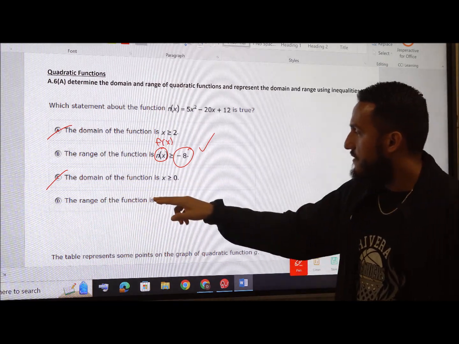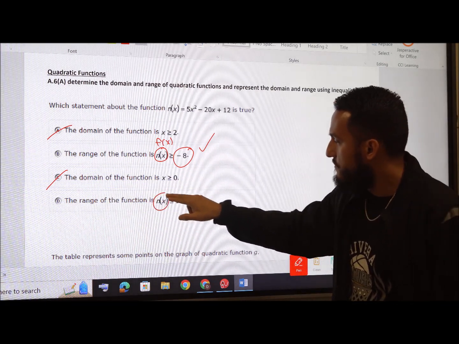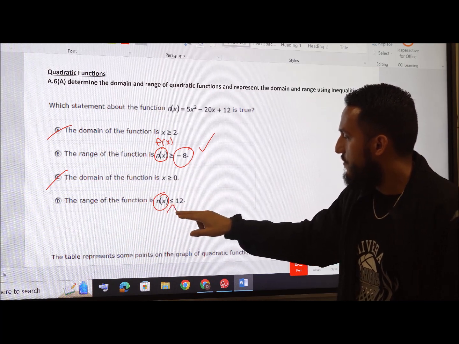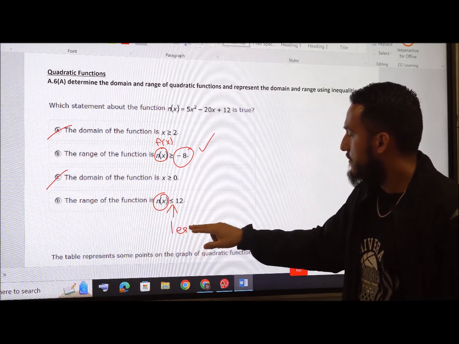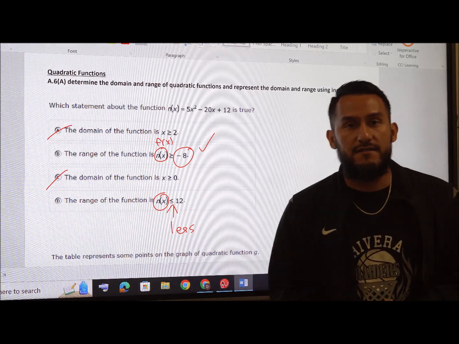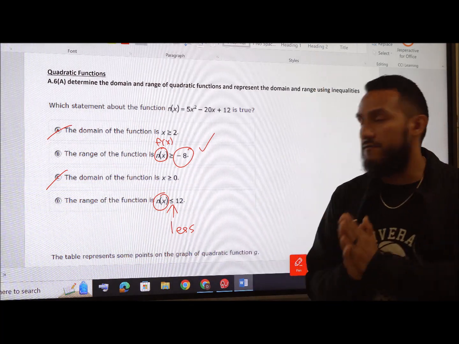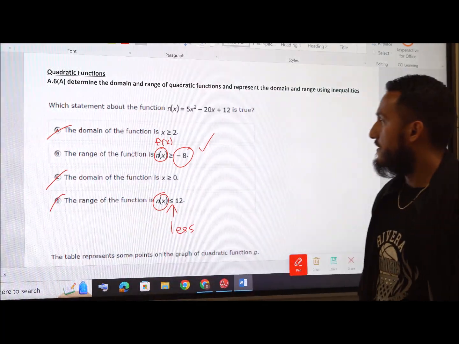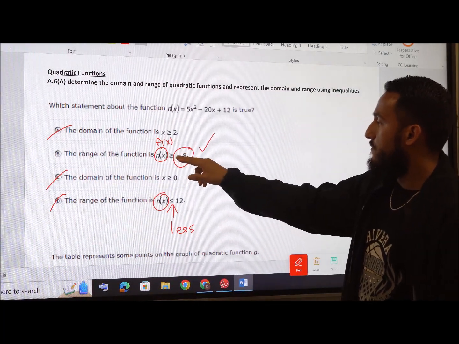And if you look here, the range of the function says that the y values are going to be less than or equal to 12. But no, guys, it does not stop. It keeps going forever and ever. So this is going to be wrong. This is the right answer because it is greater than or equal to negative 8.